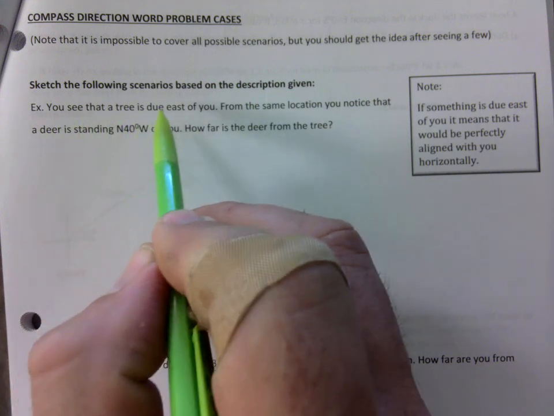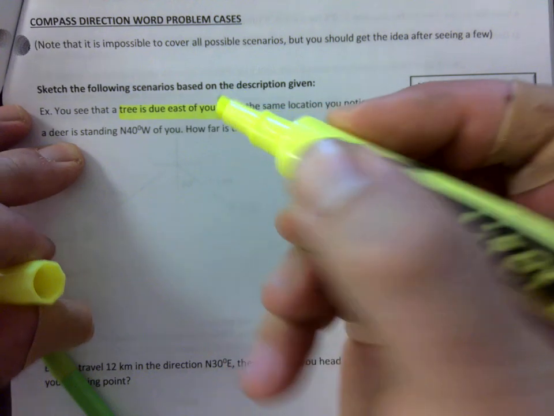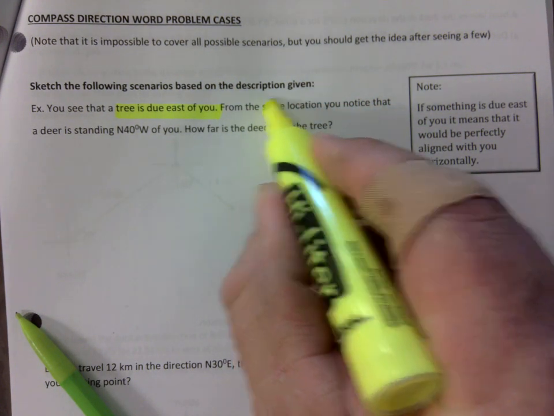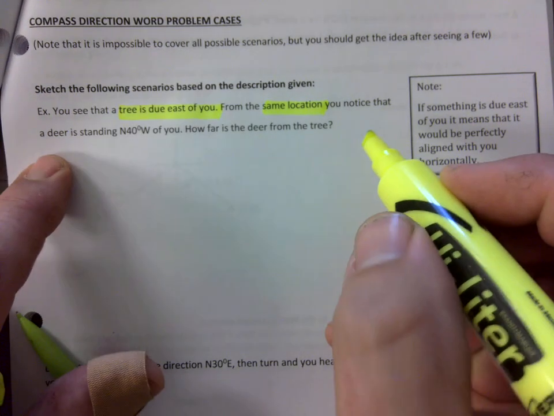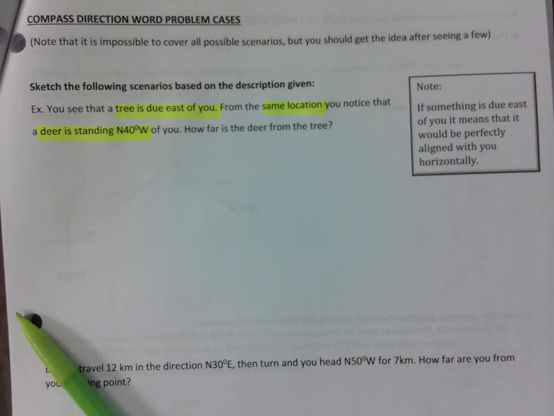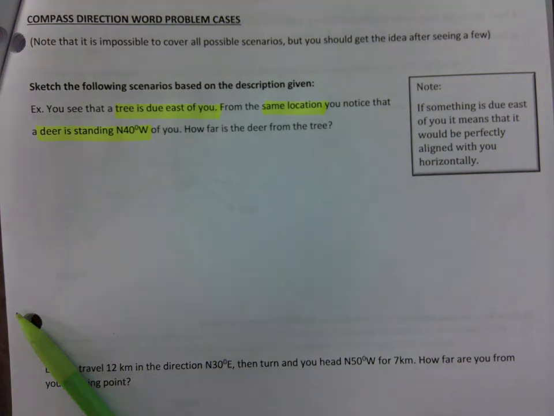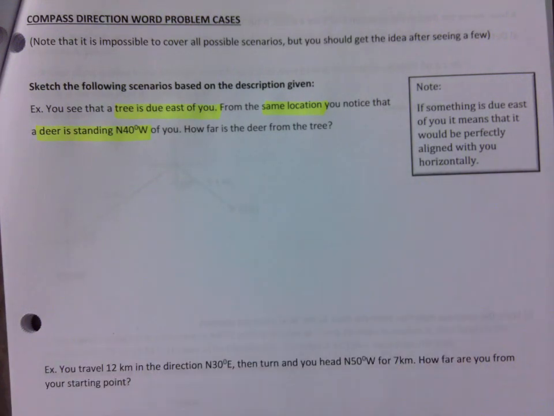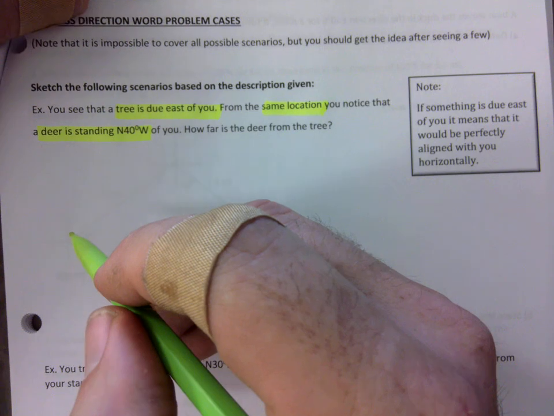Example, you see a tree that is due east of you. That's important. From the same location, you notice that a deer is standing north 40 degrees west of you. How far is the deer from the tree? First, just so you know, you might have to be comfortable with making an ugly sketch and then transferring and making a nicer version of it, because this one is a little bit harder to do right off the bat.